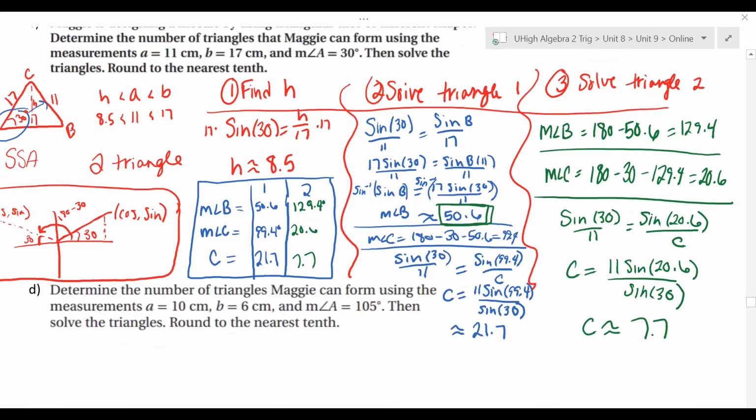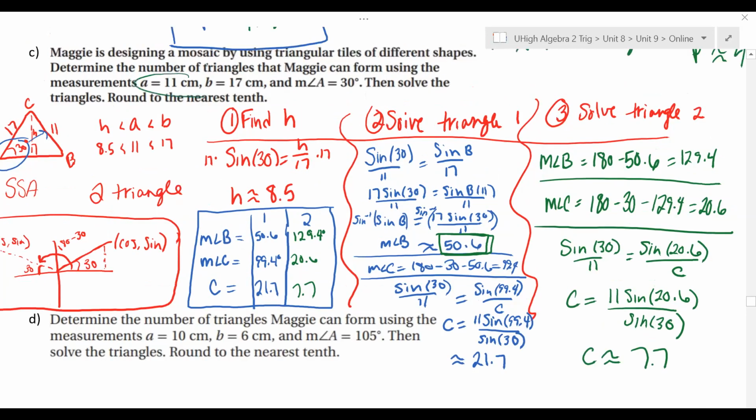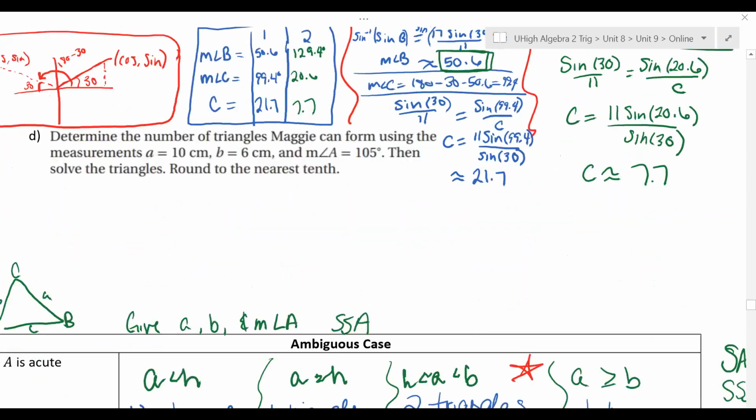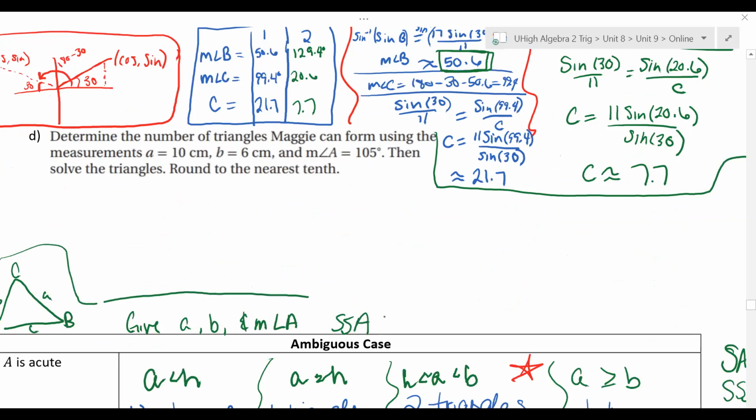I know this is a lot of work, but we just found the two triangles that could possibly have these three original measurements given. Let's try another example together, and then I'm going to give you guys tons of time to practice the law of sines in general and some of these ambiguous cases on your own.